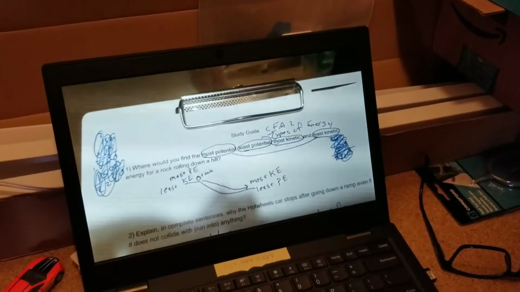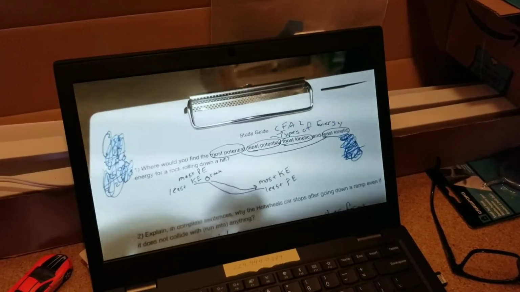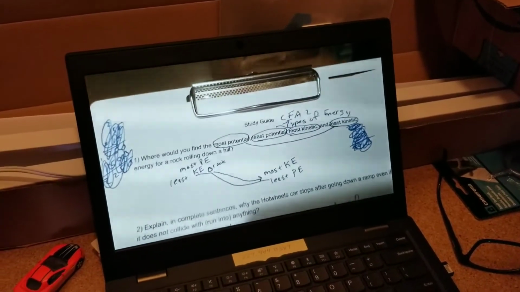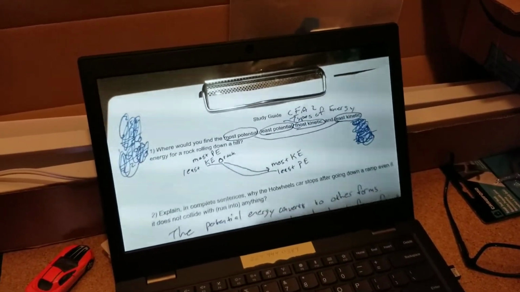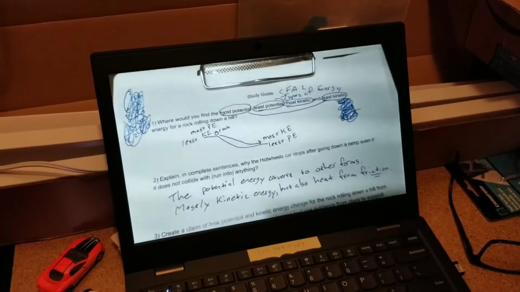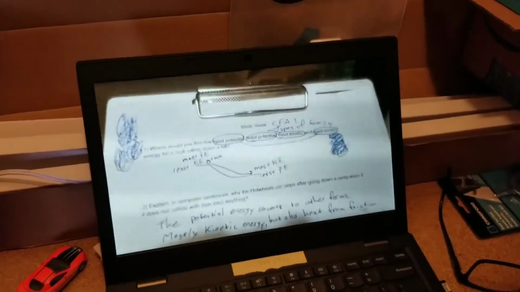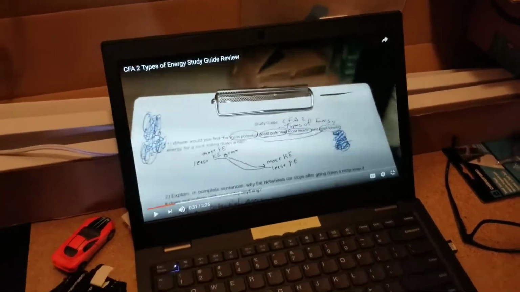Explain in complete sentences why a Hot Wheels car stops after going down a ramp, even if it does not collide or run into anything. And many of you knew that's because it's of an outside force. That outside force is called friction. Okay, and we're going to take a look at that one too.